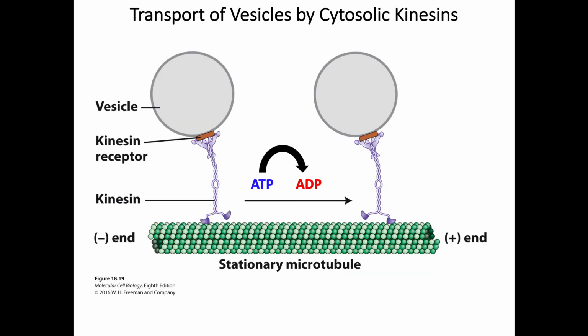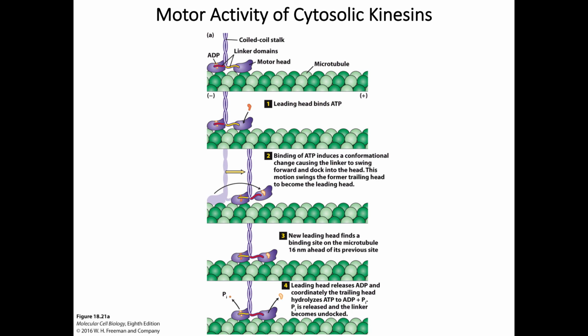After that, we are looking at how this transport happens, and it is the same way. This is the hand-over-hand movement that we talked about. We looked at some of the videos, and if we have time, we will look at a couple more. With the help of ATP hydrolysis, they will move the vesicle towards the plus end. So very straightforward, at this level. Here we are looking at the motor activity of the cytosolic kinesin. This is also similar to the myosin cycle.